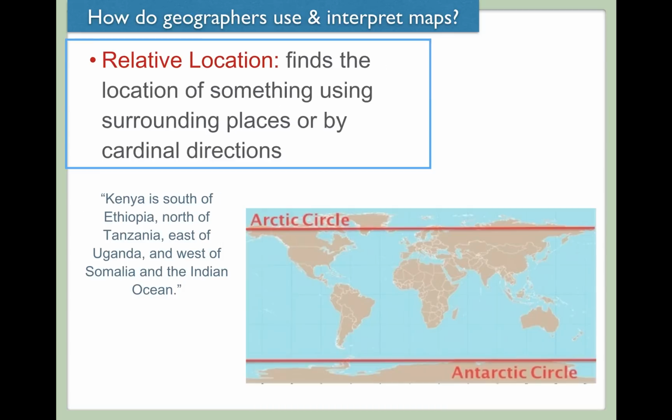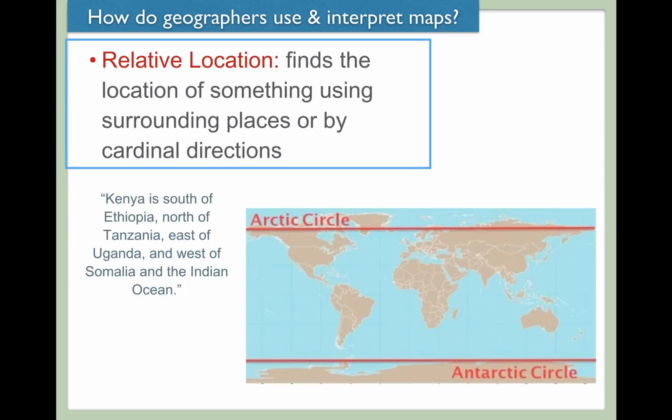And that's not the only way that geographers use maps. They also use maps to describe the relative location of a person, place, or thing. Relative location, I'm going to read you the definition and then we'll break it down. It finds the location of something using surrounding places or by cardinal directions. Here's what I mean. Kenya is south of Ethiopia, north of Tanzania, east of Uganda, and west of Somalia and the Indian Ocean.